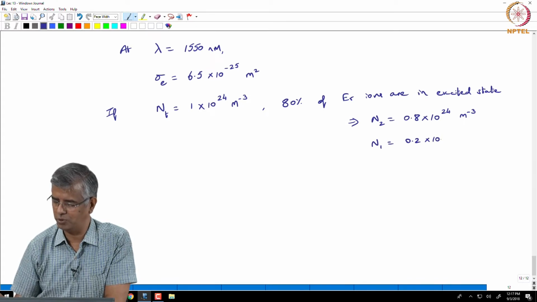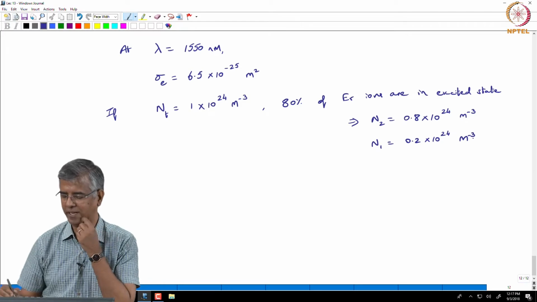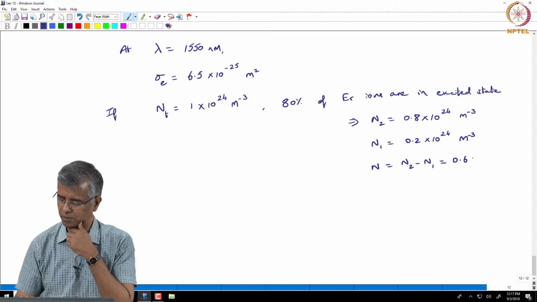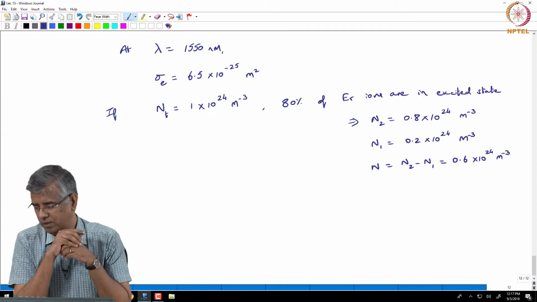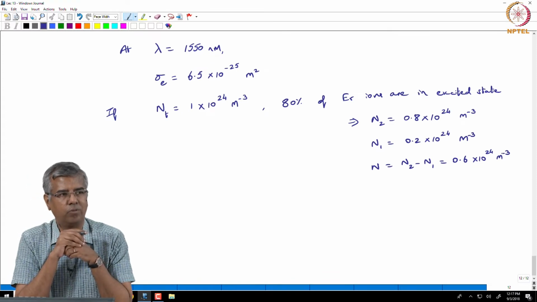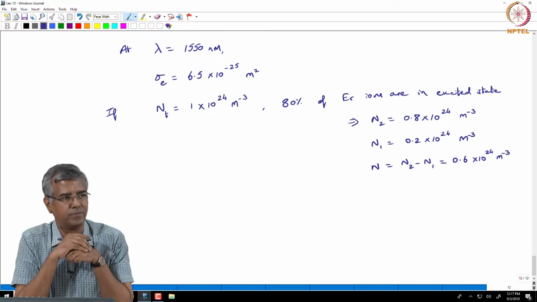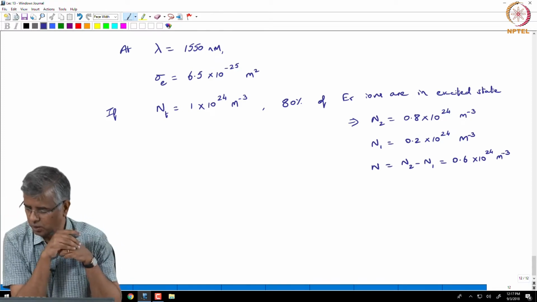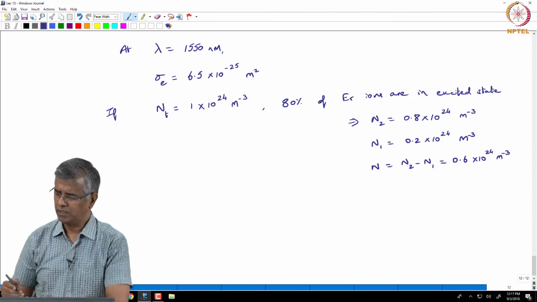And what is N1? 0.2. If these are the only two states that we are considering, N1 is 0.2. So what is the inversion? It is 0.6 into 10 power 24 per meter cube. So you have that many sites which are available for stimulated emission, okay. So that population inversion is what can give rise to gain, right.